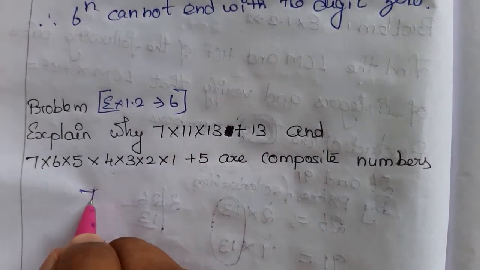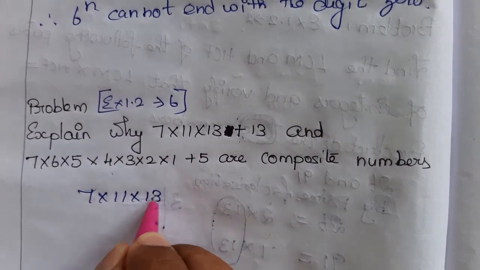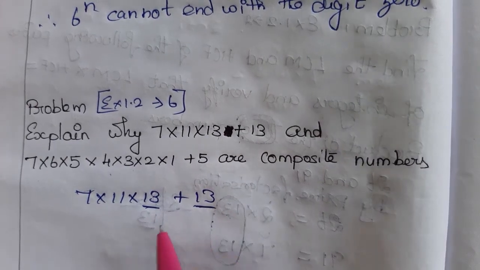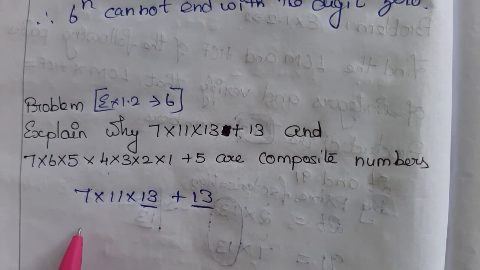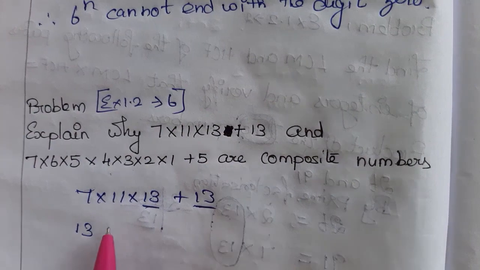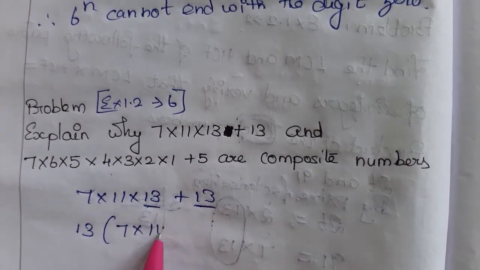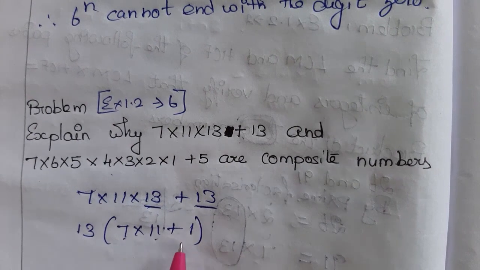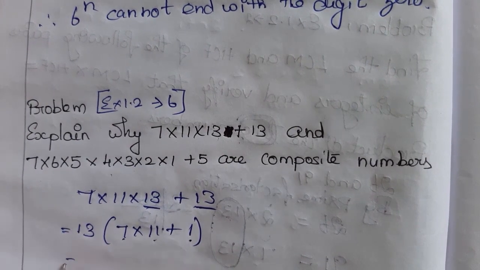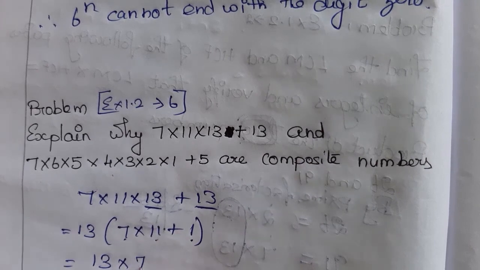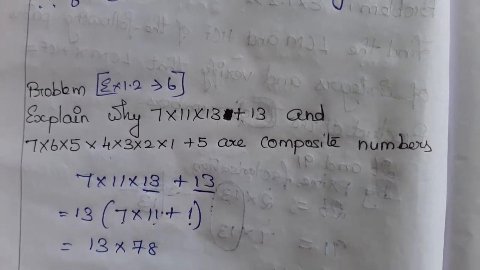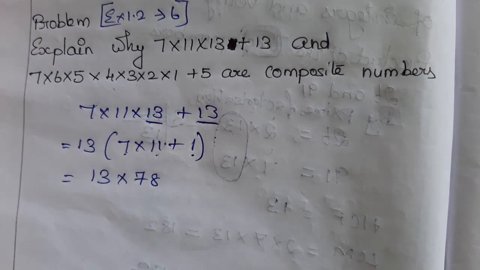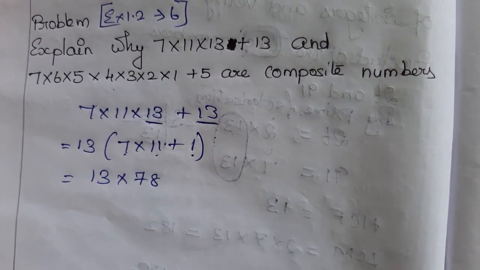So the first number is 7 into 11 into 13 plus 13. Here we see two terms, and they have a common factor. By applying the distributive property, we can write 13 into 7 into 11 plus 1, right? So 7 into 11 is 77, 77 plus 1 is 78. So 13 into 78. Now you see it has more than 2 factors, right?